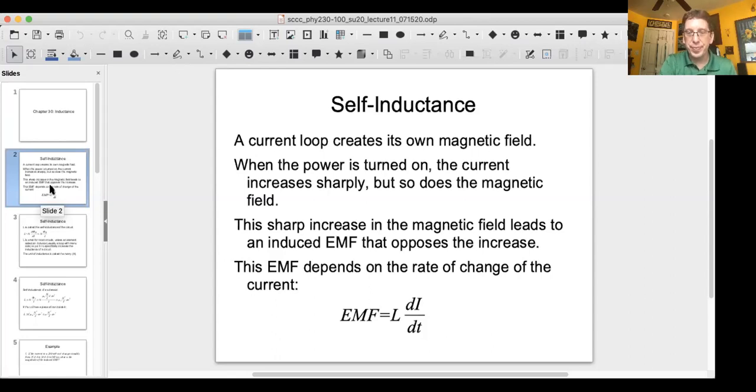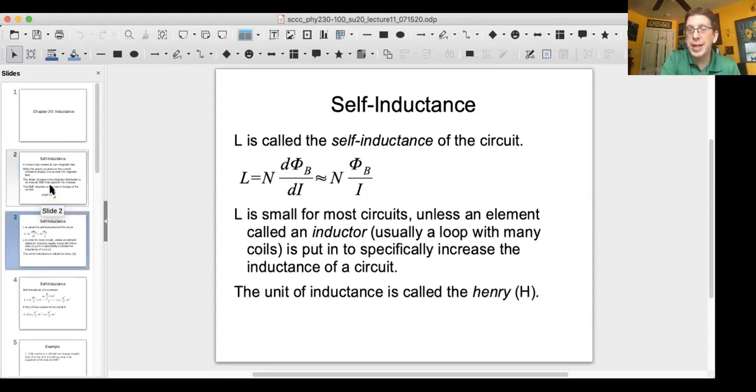And so how does the EMF look? We're going to define the EMF going through what's called an inductor as being equal to the inductance of the inductor, which is defined as capital L, multiplied by the change in current with respect to time. So L is called the self-inductance of the circuit, and it's measured in units of henries. So if your EMF is in volts, your current is in amperes, and your time is in seconds, the inductance is going to be in henries.